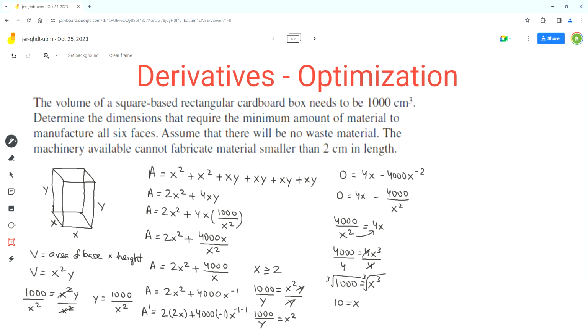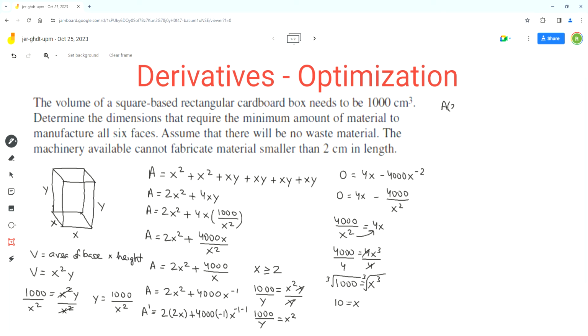So this is the x value at which the tangent is horizontal to the area function. Now since we are given that x can be greater than or equal to 2, here we have to test for the area values at two x values, at x equals 2 and x equals 10, because x equals 2 is the lower limit for the x value. So now we can do the calculation for area.